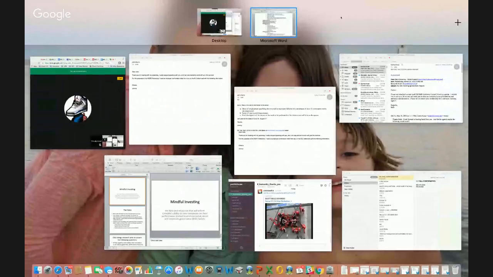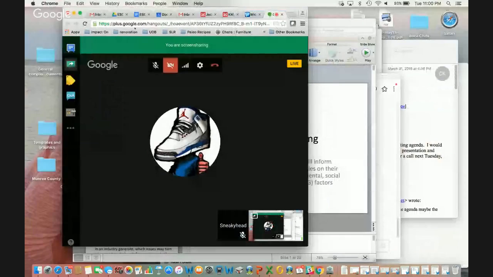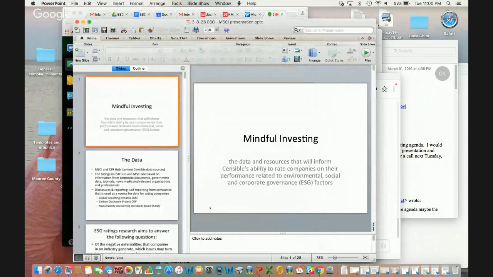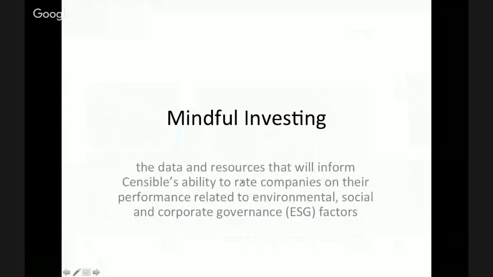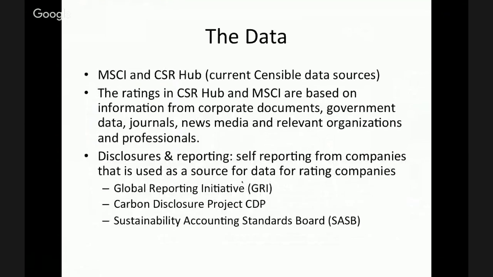And what I'm going to do right now is go to the presentation I have to explain a little more about what those issues are. So let's go here. Mindful investing. So what we're talking about here, and obviously Censible is naming these things here, mindful investing, is essentially how we are rating companies on their performance related to environmental, social, and corporate governance factors. And our two data sources are MSCI and CSR Hub.